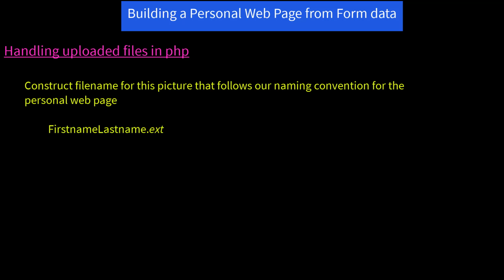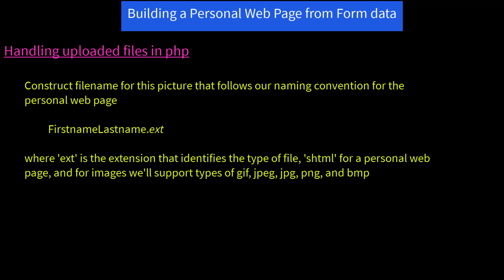Now we're going to construct a file name for this picture that follows our naming convention for the personal web page. We have a file name of first name, last name, and then dot and extension. The extension identifies the type of file, SHTML for a personal web page, and for images we'll support types GIF, JPEG, JPG, PNG, and BMP.